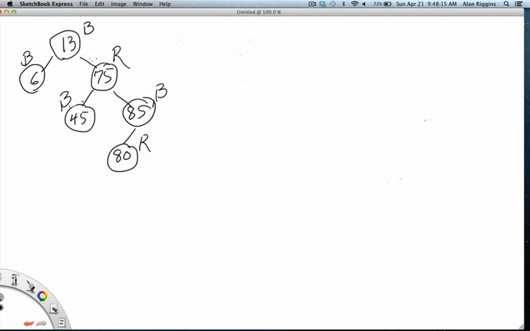Along this path, the 13, 6, 2 blacks. 13, 75, 45, 2 blacks. 13, 75, 85, 80, 2 blacks. The number of reds is unimportant.